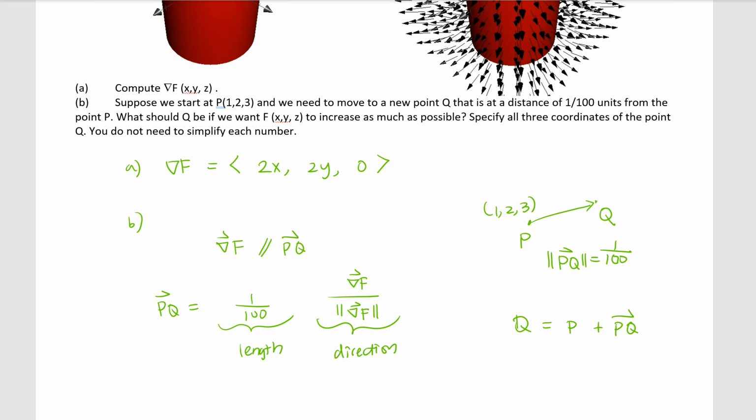So far, so good, everybody? Why is that? See, this is OP, right? O is the origin, P is right here, Q is right here. So OP is the same as the point P. When we add PQ, then we get OQ. So OQ is the same as the point Q. Okay?